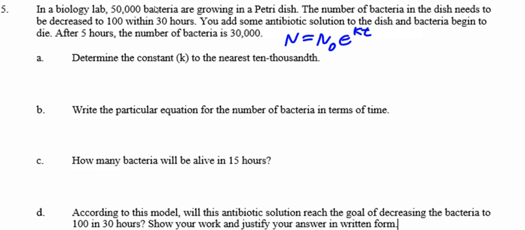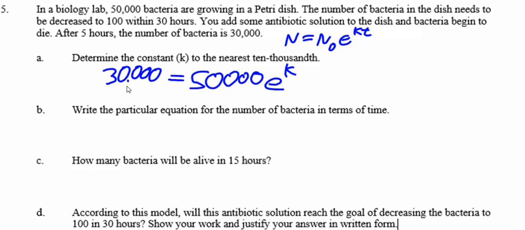So N naught is the starting number. We're starting with 50,000. We're solving for K, so we obviously don't know that. N is how much you have after a certain amount of time. So we know that after 5 hours, it's down to 30,000. So 30,000 is the amount that's left after a certain amount of time, and that time is 5 hours. So plug that in for T. Now we're going to solve for K so we can then answer part B, which is write the equation.